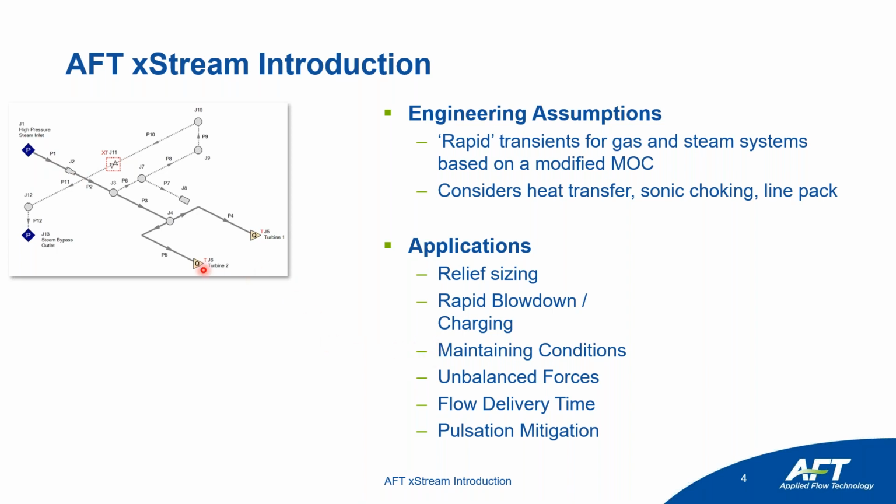Ensuring that we maintain conditions, especially for very expensive turbines or very expensive compressors, they have a very limited operating window. So if we have a disruption event, let's say only one of the turbines trips and not the second one, how do we ensure we have adequate flow to the second turbine throughout that entire transient event?